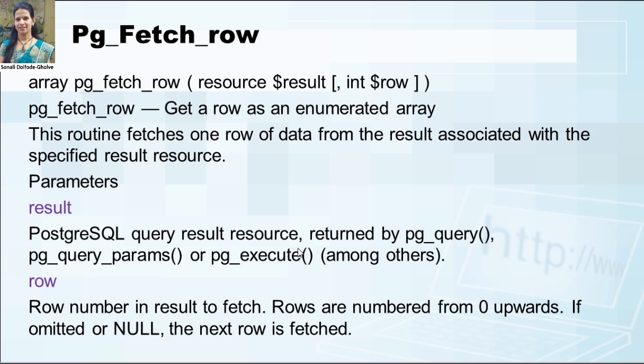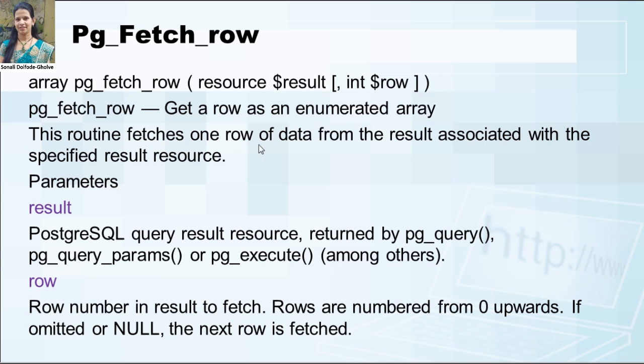Next function is pg_fetch_row. Fetch row means access a row, as the name tells you. In the case of a select query, the pg_query function returns a result set. To fetch one row of data from the result set, the pg_fetch_row function is used. Here we are accessing the information from the result set, and for that we are using the pg_fetch_row function, which gets a row as an enumerated array.